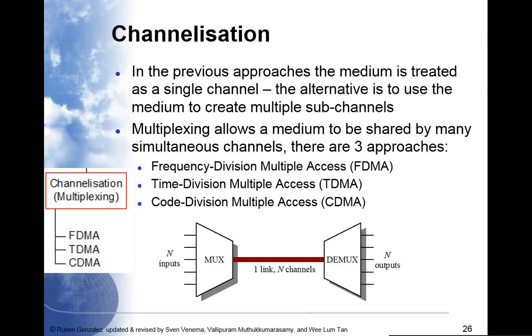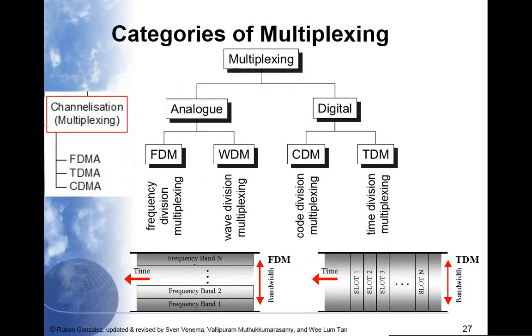You'll see on the left there's a mux, or a multiplexer, which has multiple inputs coming in. There's one line between that and the demultiplexer on the other end. So you compress those signals into one stream, basically, and then the demultiplexer on the right-hand side uncompresses that stream. There are different categories of multiplexing. This looks a bit busy, but it's actually not as bad as it looks. There's analog and digital, so frequency and wave division, and then there's digital code and time division.